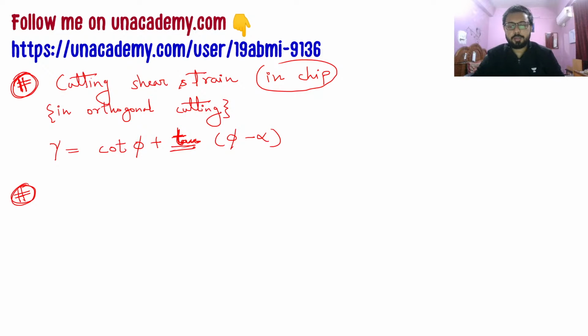preparation in your online education. And here one important point that I will just cover is, if alpha is 0, then what we will get? We will get tan phi is equal to r. How are we getting this?